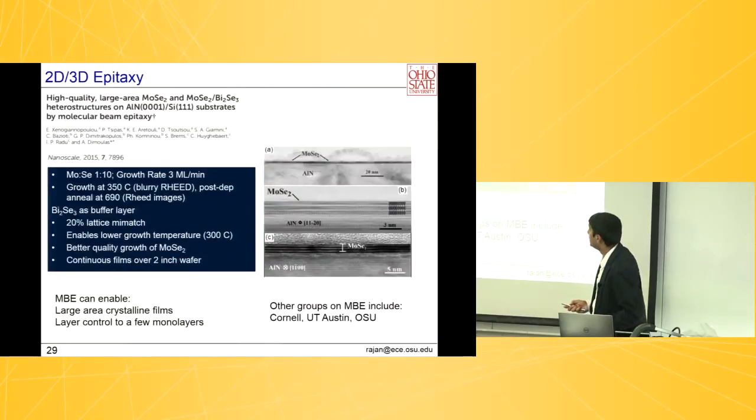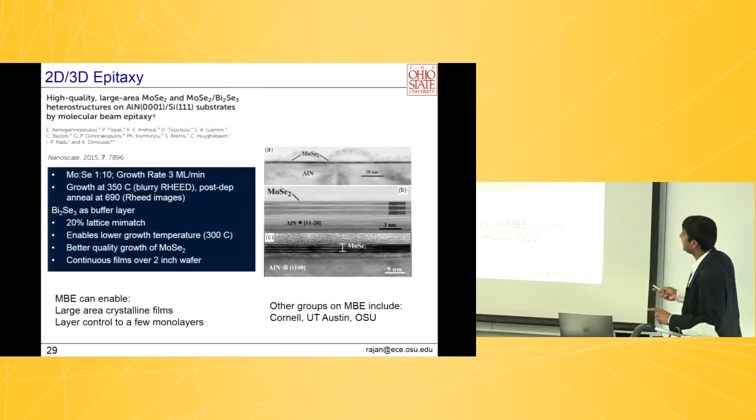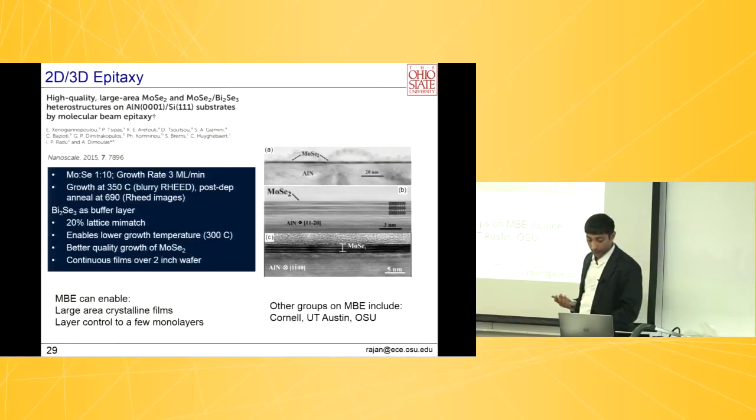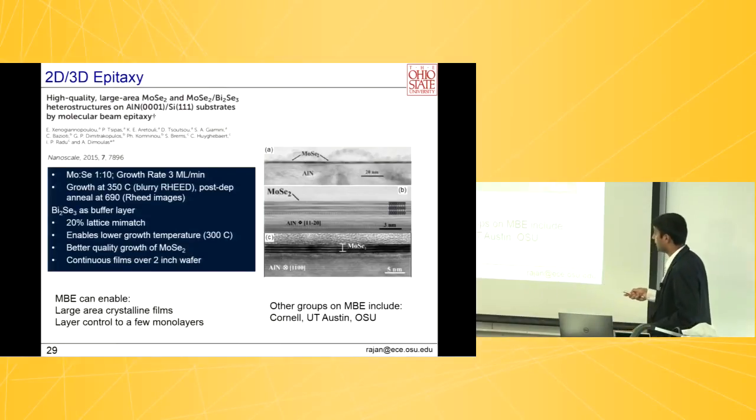And again, I just wanted to show some of the TEMs from that same group. This is the MoSe2 on AlN, and you can see here, this is very high quality crystalline MoSe2 grown on AlN. Okay. So I find this all very encouraging, and there are many other groups actually now.